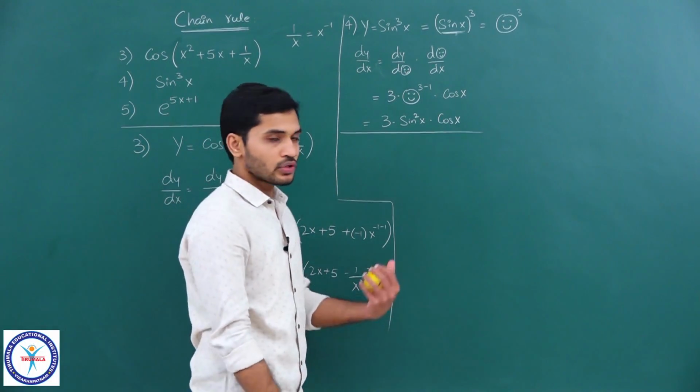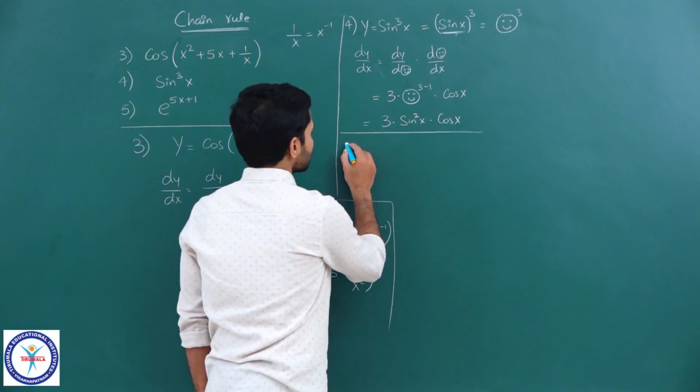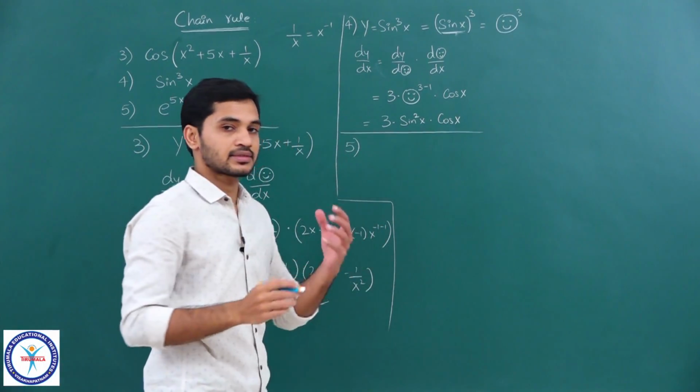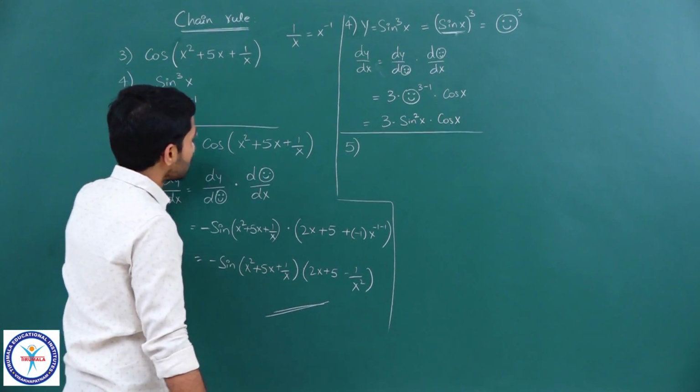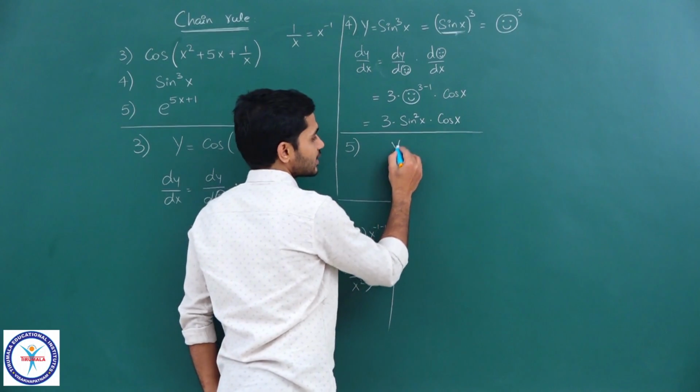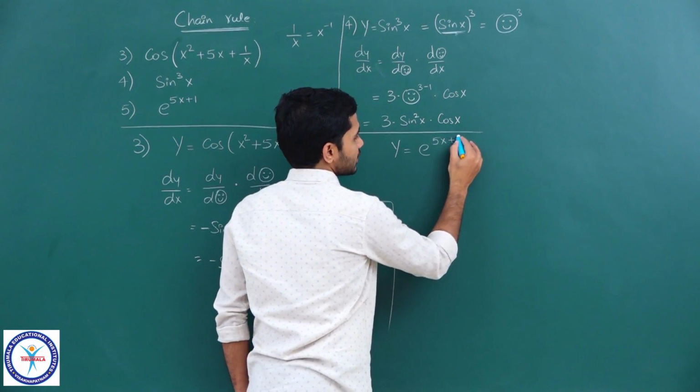Okay, now I won't use the smiley, I'll throw it away. So let's do the next question without that. Let us think in our own minds. So here the next one which is given to us is e power 5x plus 1. So y is equal to e power 5x plus 1.